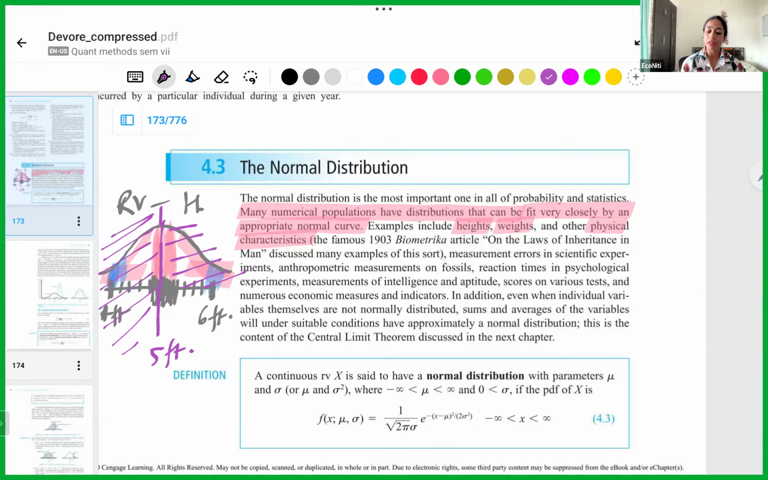What other things occur naturally? So in one of the famous books, there's this article which discusses many examples of this sort, and other examples are measurement errors in scientific experiments. Think about it, measurement error. Suppose you are measuring something, some error always comes in. Not all measurements are correct, depends on how precise your instrument is or how controlled your situation, your environment is. So always you will find a measurement error. It will be more pronounced in cases where you're dealing with human subjects.